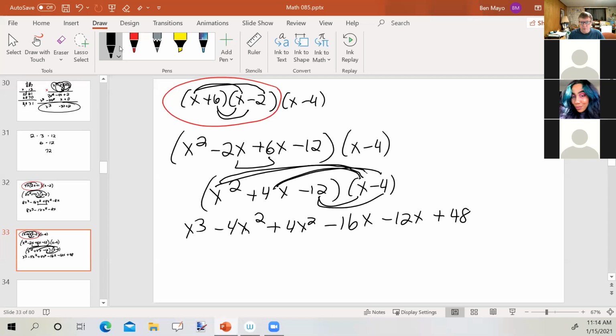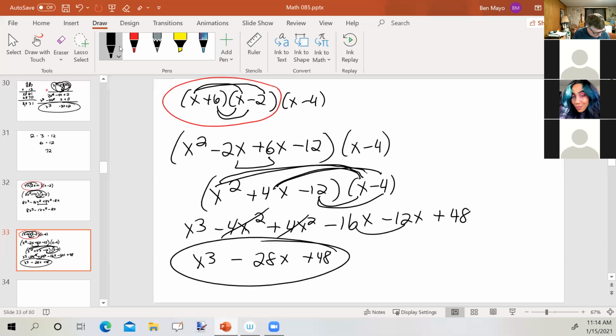Now I will do the addition and subtraction. Let's see, x cubed. These are going to cancel. Minus 28x plus 48. And there is my final answer. Any questions there?